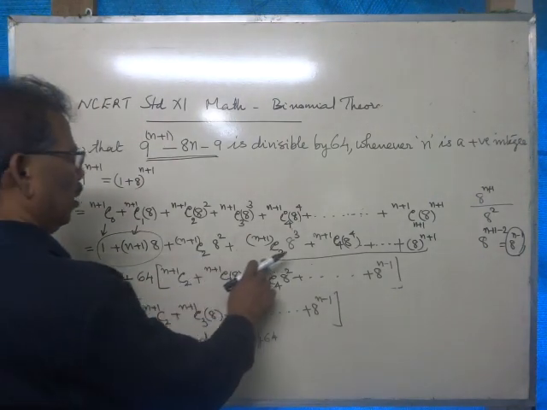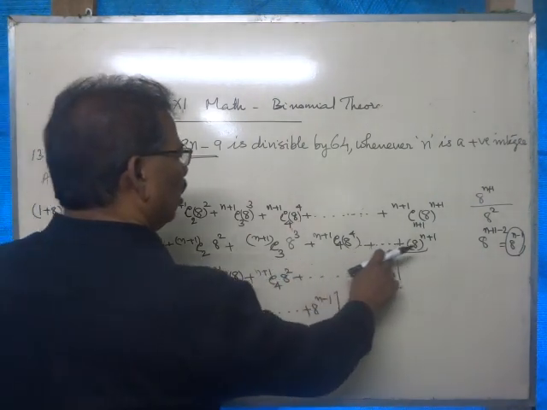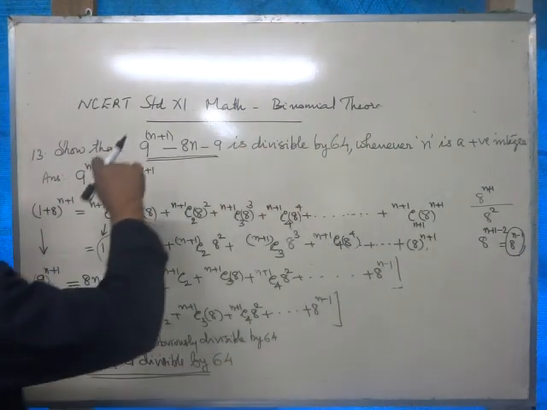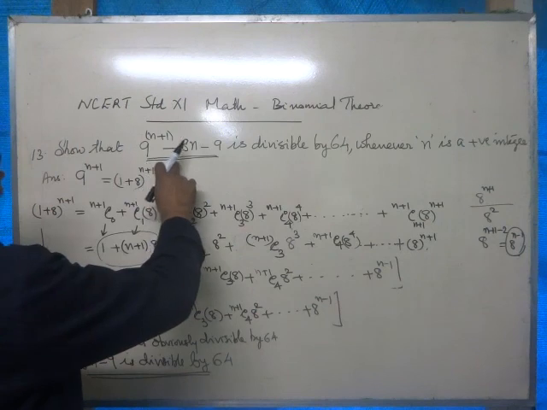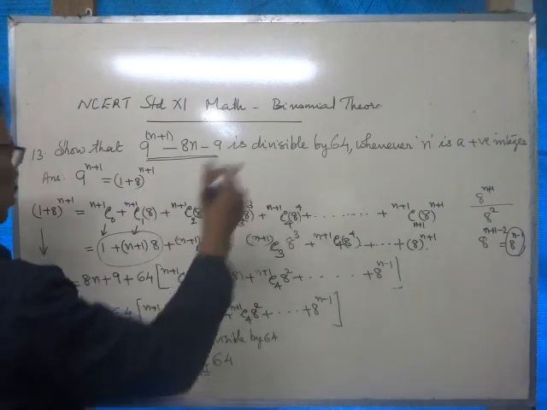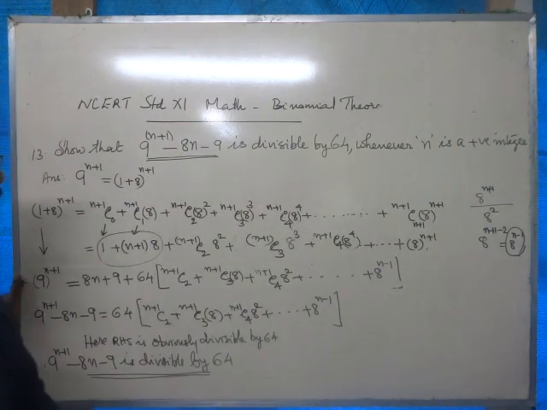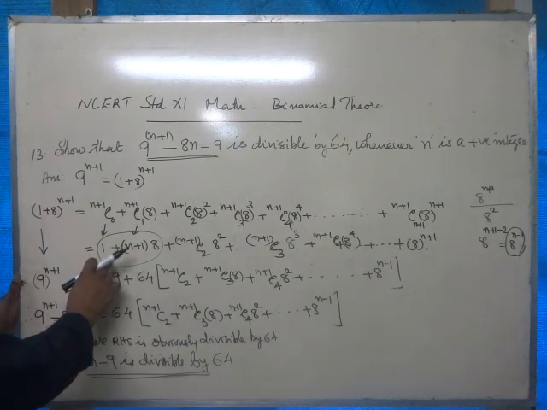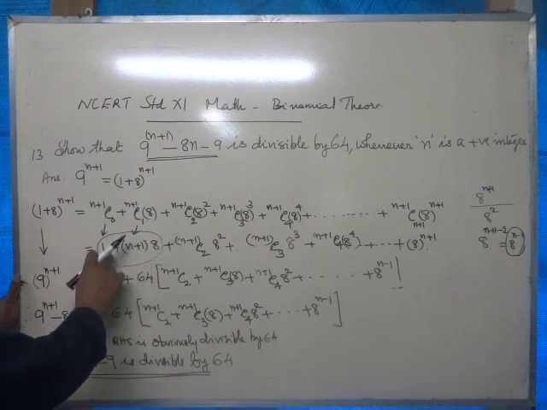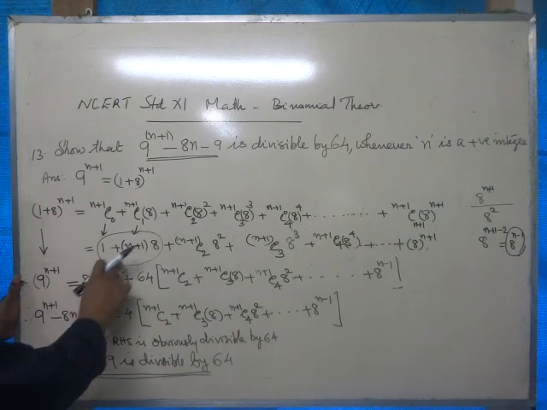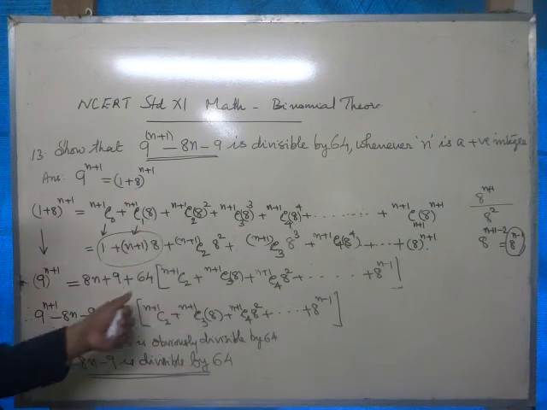Then we have to show that 9 raised to n plus 1 minus 8n minus 9 is divisible by 64. So, we shall expand this n plus 1 into 8, that is 8n plus 8, plus 1, that is 8n plus 8 plus 1, 9, plus 64 into... how this 64?